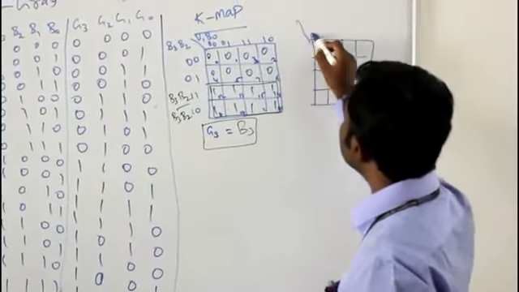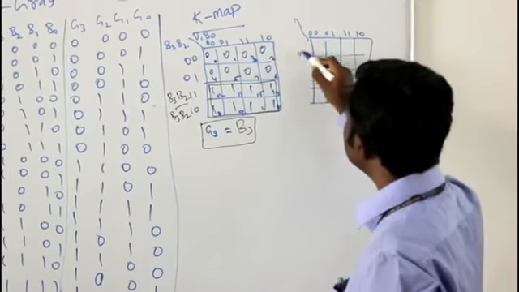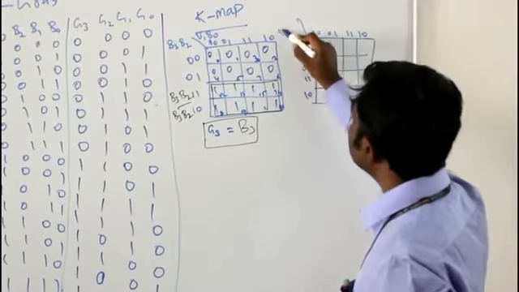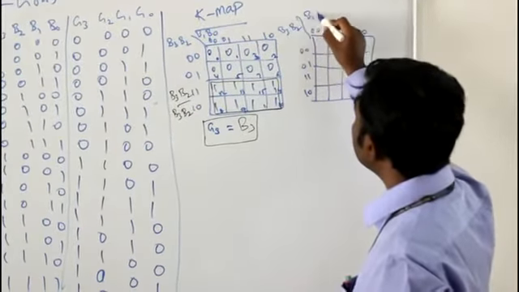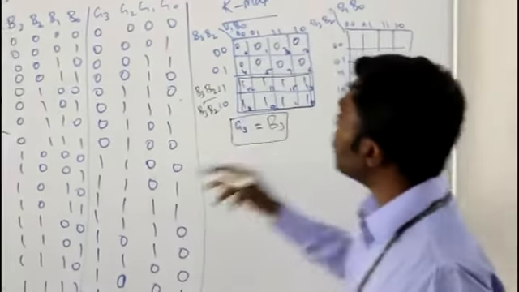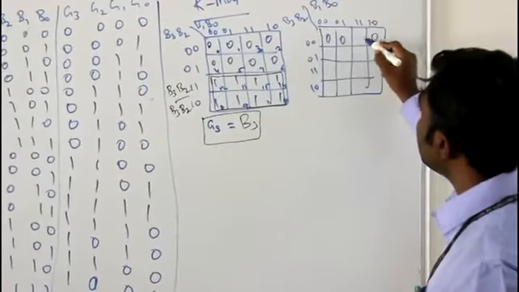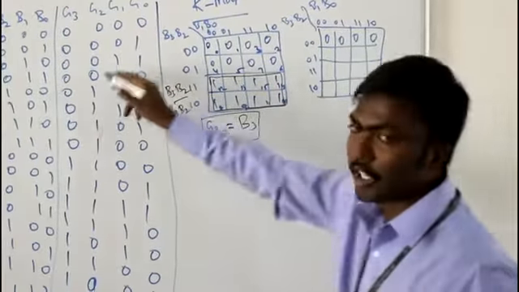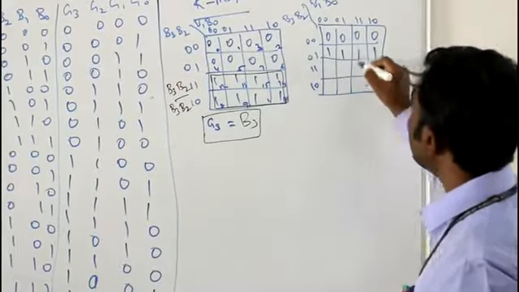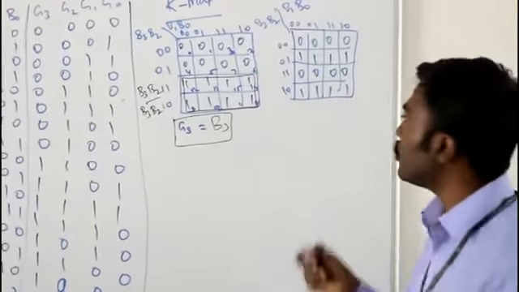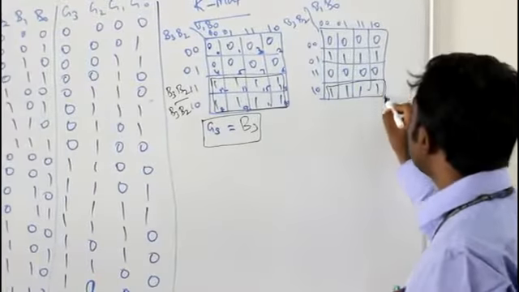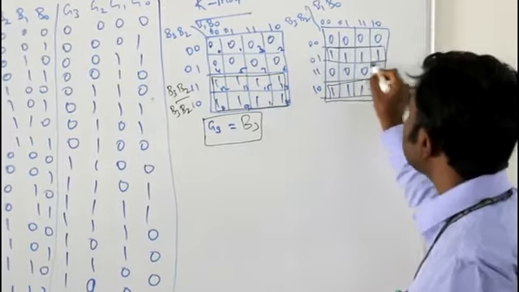So same like this, 00, 01, 11, 10, 00, 01, 11, 10, B3, B2, B1, B0. So let's take the G2 term. First 4 are 0, then after that we are following 8 ones. So 1, 1, 1. So here an 8 pair is not at all possible, so we are going for a 4 pair. So this 4 pair gets a sequence and this 4 pair gets a sequence.